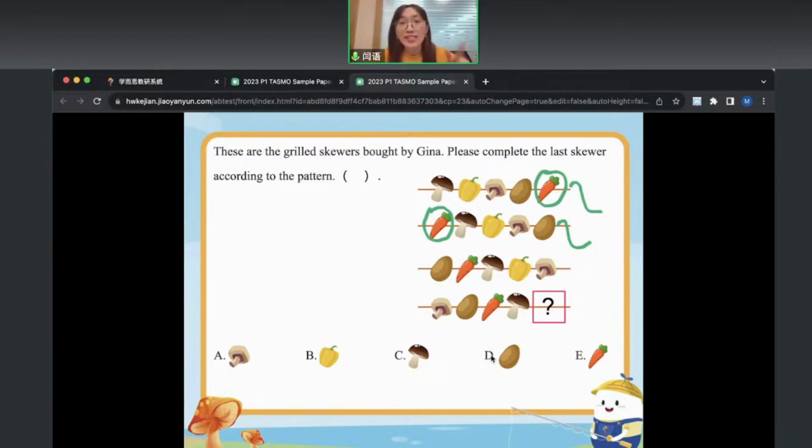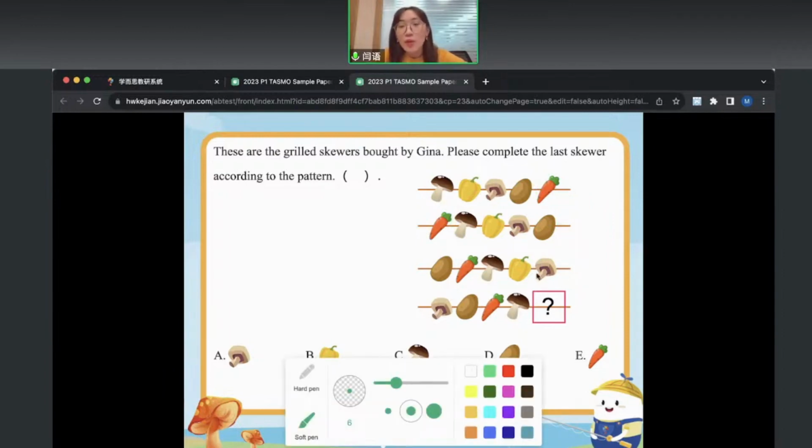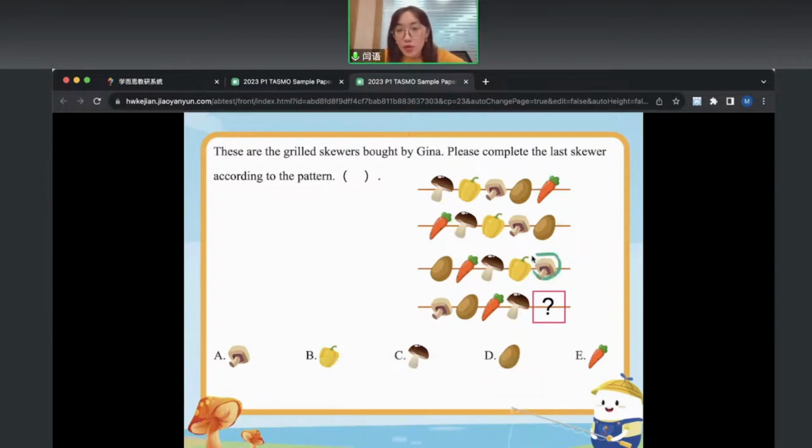So you can see that this is the pattern. Now let's have a look after the. Let me check. So here you see that after the mushroom already, leaf. Okay. So what is the next one? You see that the next one should be the pepper, right?